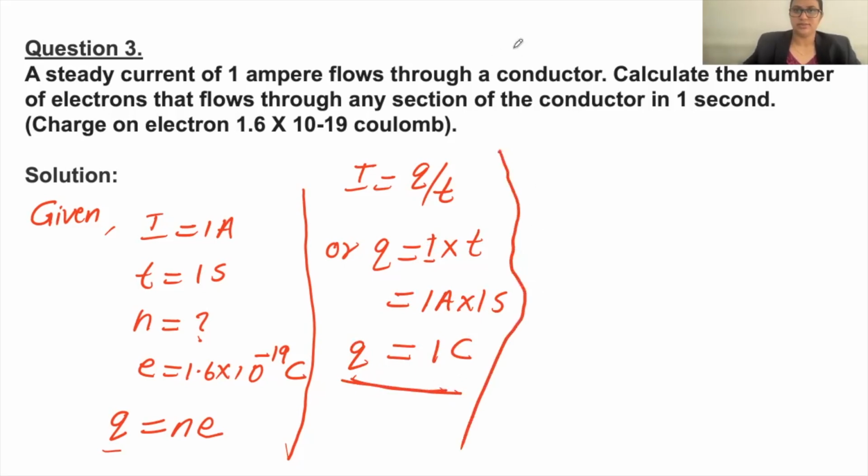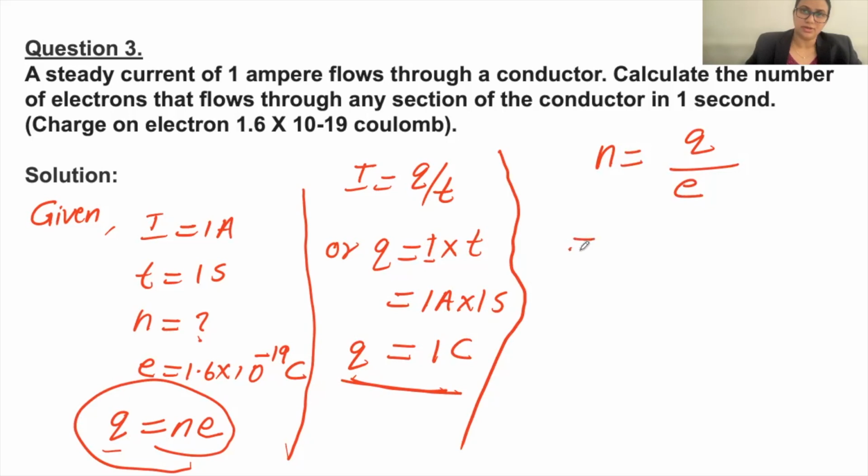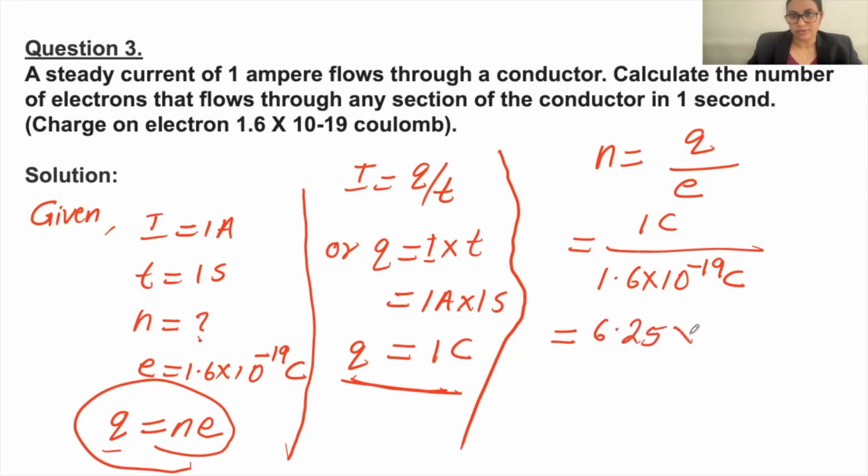Then using this, we can use this equation. So what do you get? N is equal to Q divided by E. So what do you get? 1 coulomb divided by 1.6, that is the charge of electron, 1.6 into 10 power of minus 19 coulomb. So coulomb will be getting cancelled. 6.25 into 10 power of 18 electrons, that is the N value. So that is the final answer.